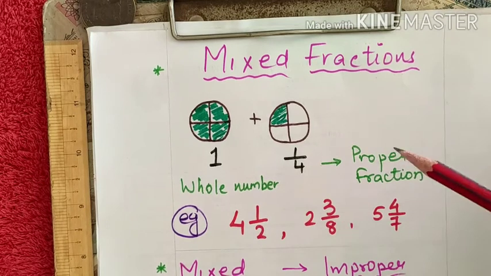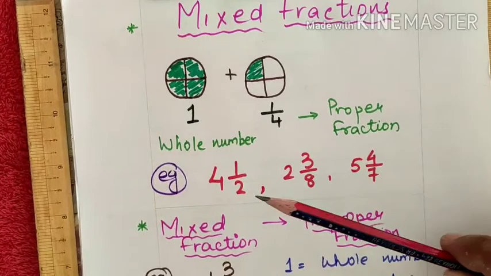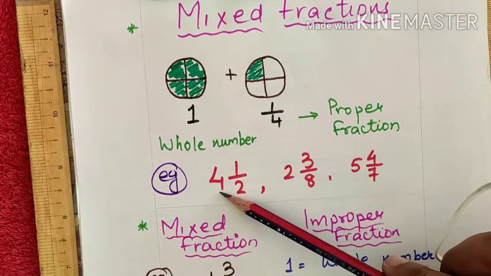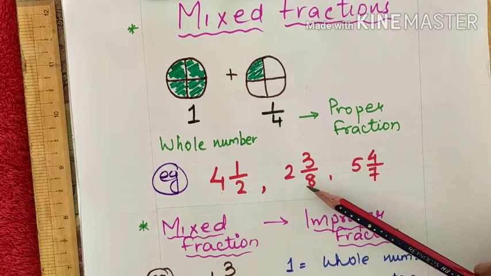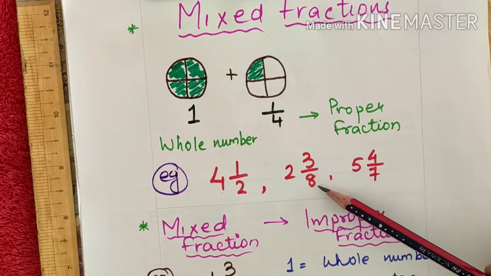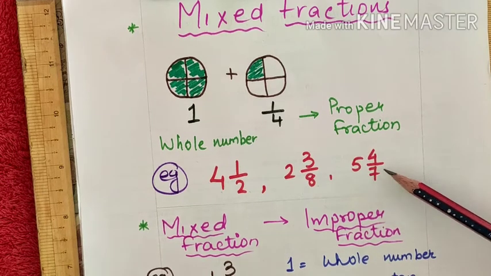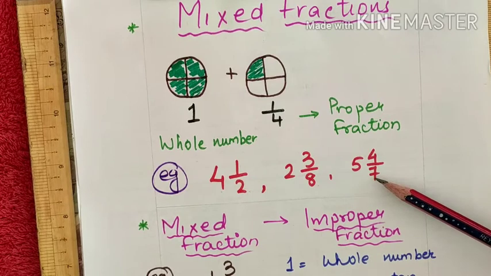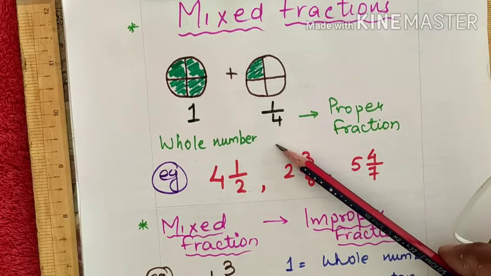Now, as you can see on my screen, I have written 3 examples. 4 1/2, this is a whole number and this is a proper fraction. 2 3/8, 2 is a whole number and 3/8 is a proper fraction. Similarly, 5 is a whole number and 4/7 is a proper fraction. So mixed fractions are a combination of whole numbers and proper fractions.